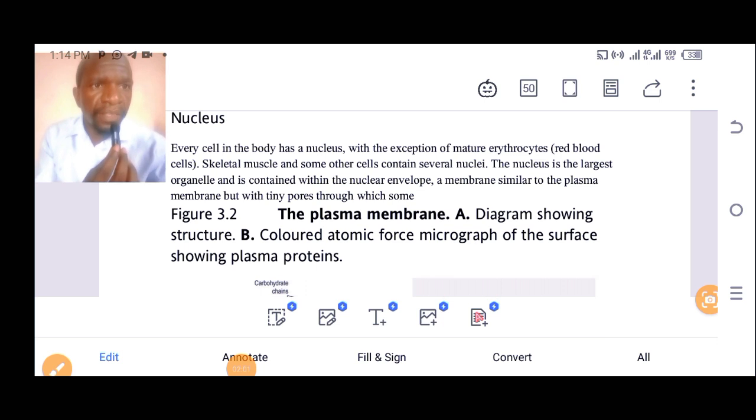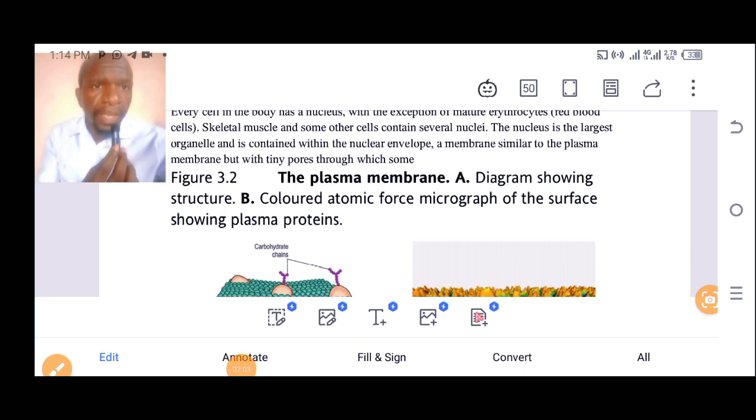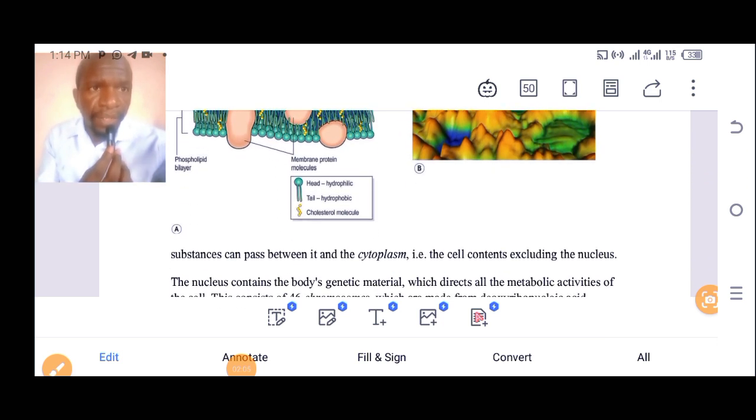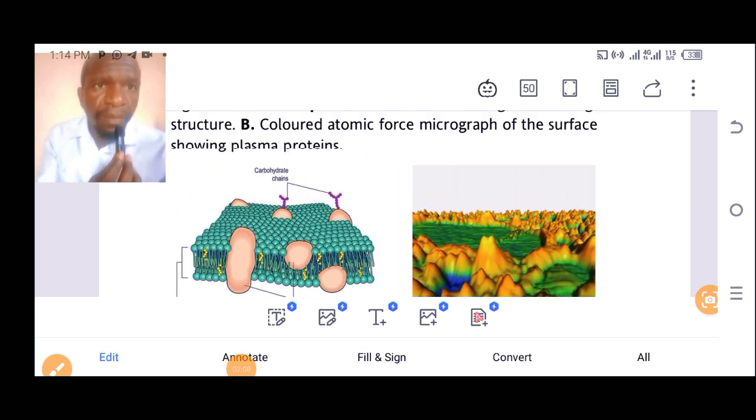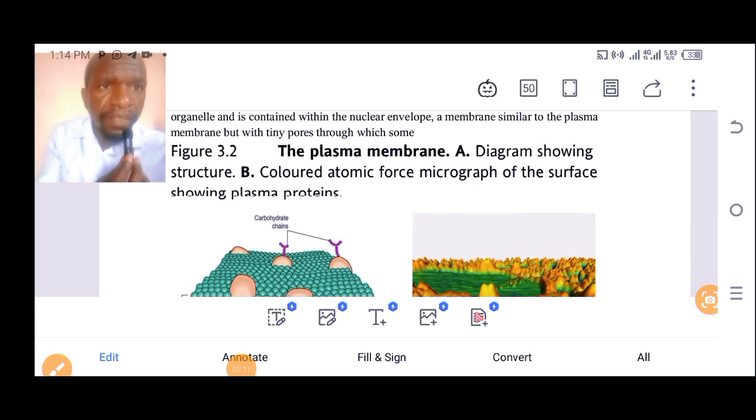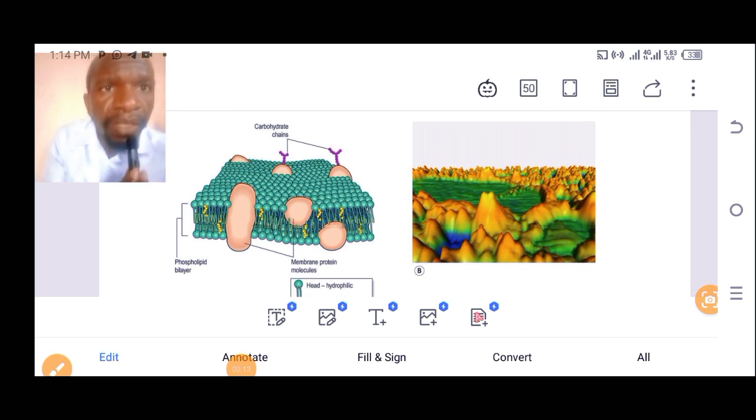This is a diagram showing the structure, diagram A. That is the structure of the plasma membrane. So I will explain why it looks the way it looks, right? You can see there are carbohydrate chains. There's a phospholipid bilayer. By phospholipid bilayer, we mean there are two layers of phospholipids. That's why we say the plasma membrane is made up of two layers of phospholipids. Those two layers are what we call the phospholipid bilayer, right?